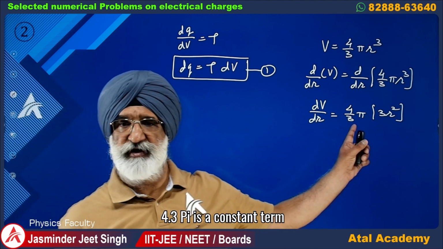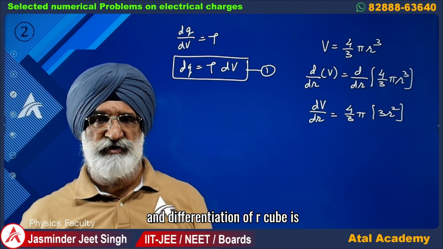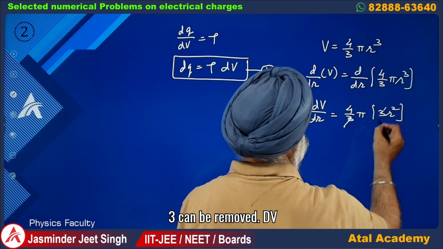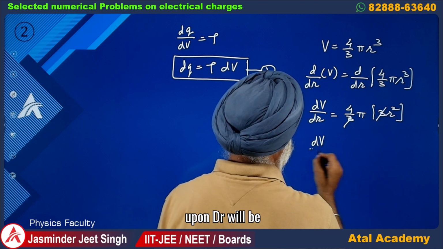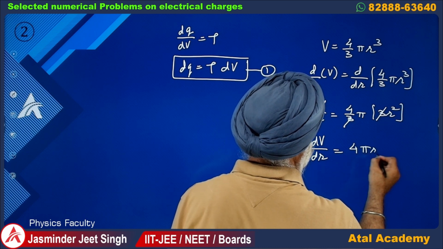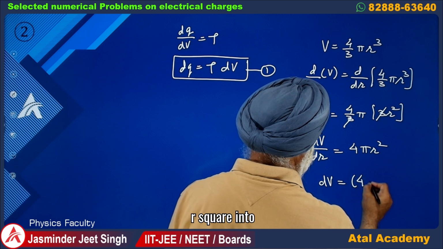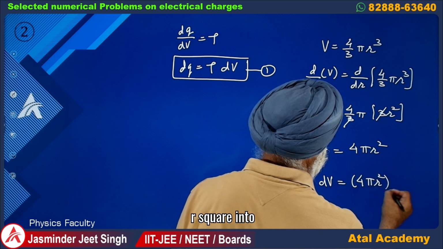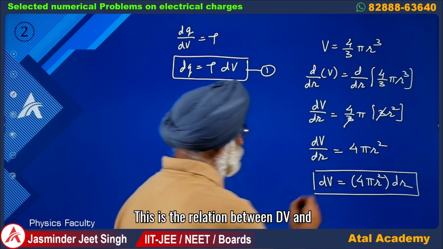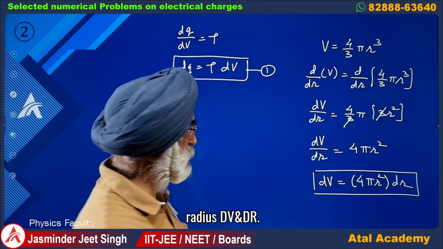4 upon 3 pi is a constant term and differentiation of r cube is 3r square. 3 and 3 can be removed. dv upon dr will be 4 pi r square. dv can be written as 4 pi r square into dr. This is the relation between dv and radius, dv and dr.